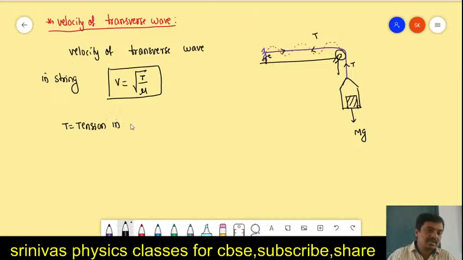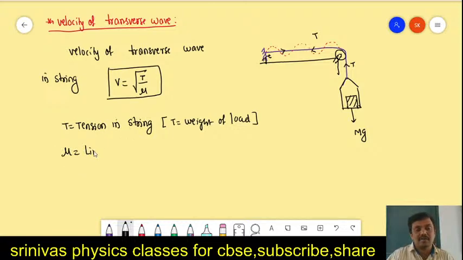Who is creating the tension? Tension means a stretching force. Here, this load tries to stretch this wire. That stretching force is called the tension. Tension is equal to the weight of load. And nu means linear density of the string.